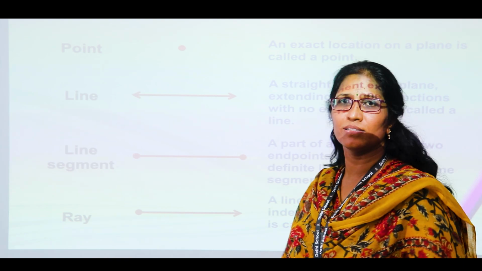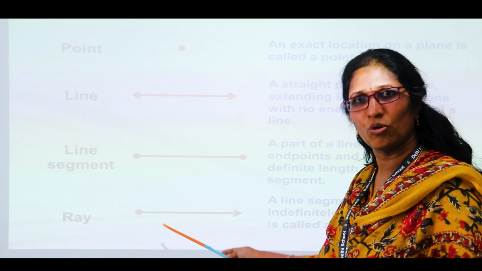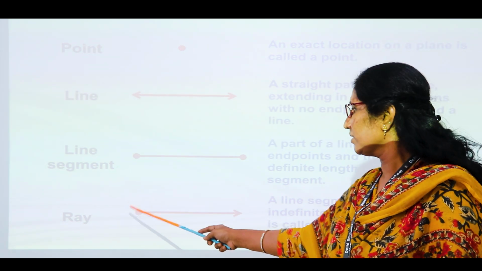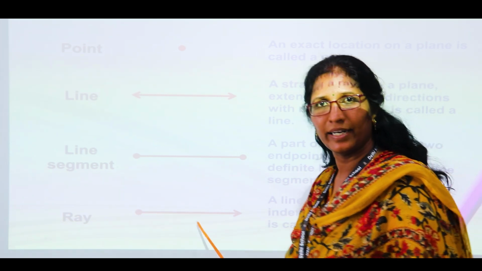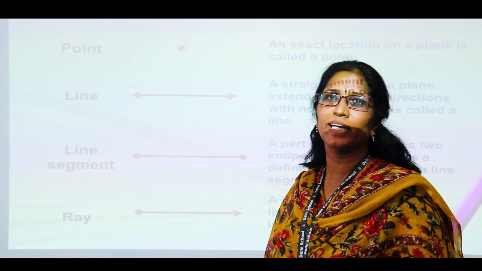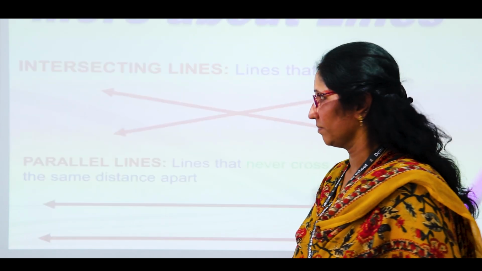A ray has one endpoint, and on the other side there is a direction which goes forever without a terminating point. Means one endpoint and then it goes in one direction, that is called a ray. We can take an example, sunlight falling from the sun.